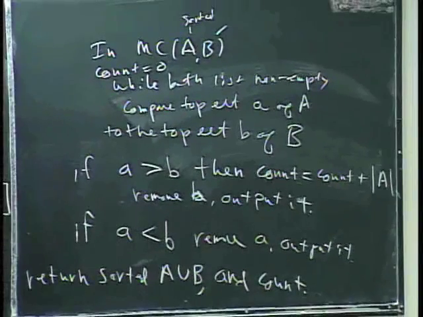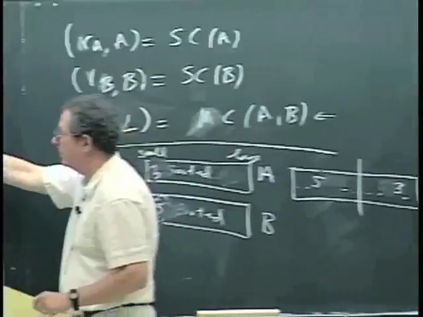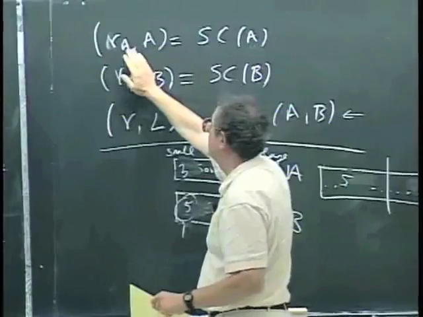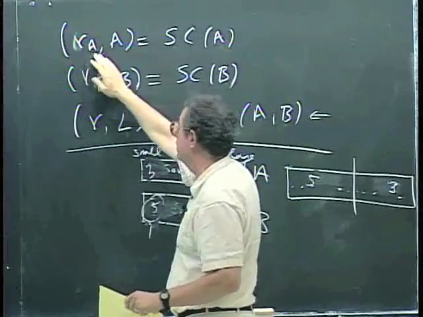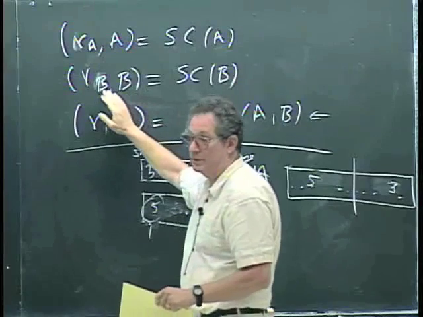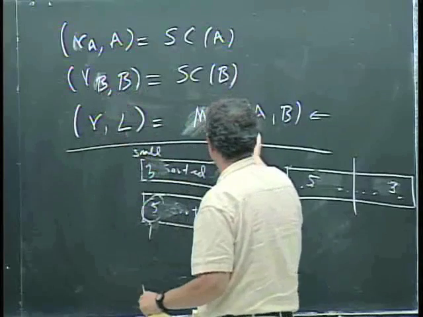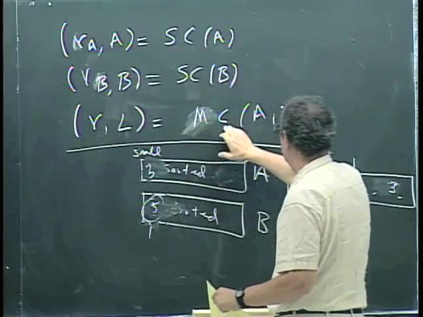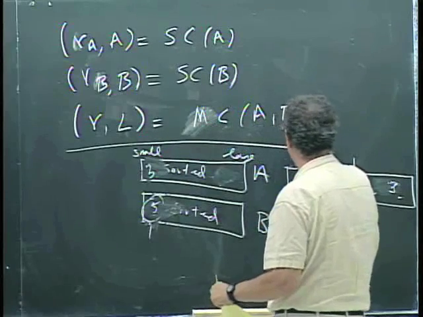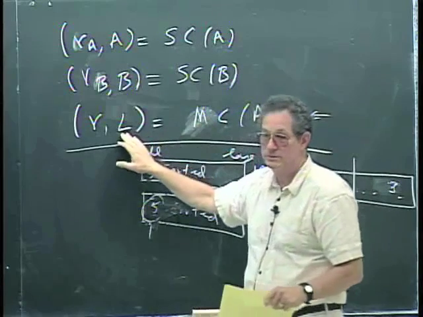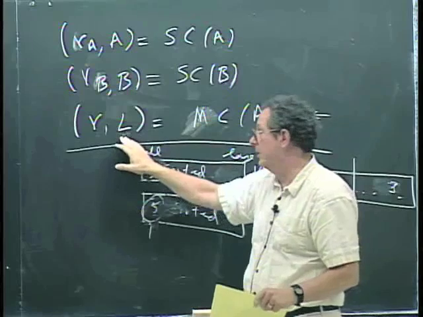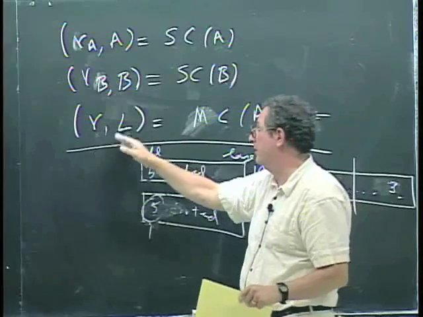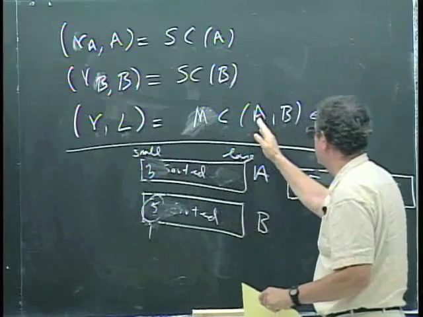So in this sort and count, you've recursively found how many inversions there are in A alone. You've recursively found how many there are in B alone. You have called merge and count on A and B, and you return the sorted list, A union B, and the count, R. That's how many inversions you've discovered that cross from A to B.